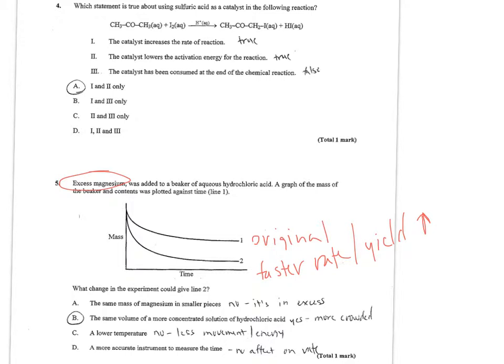C, a lower temperature, that would actually decrease the rate. It wouldn't affect the yield. And then D, a more accurate instrument to measure the time, that's not going to affect our yield or our rate, simply how good our data is. So B would be my best choice.